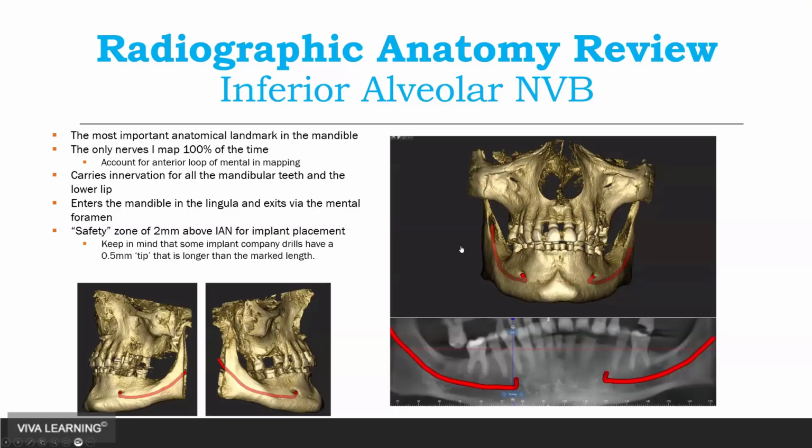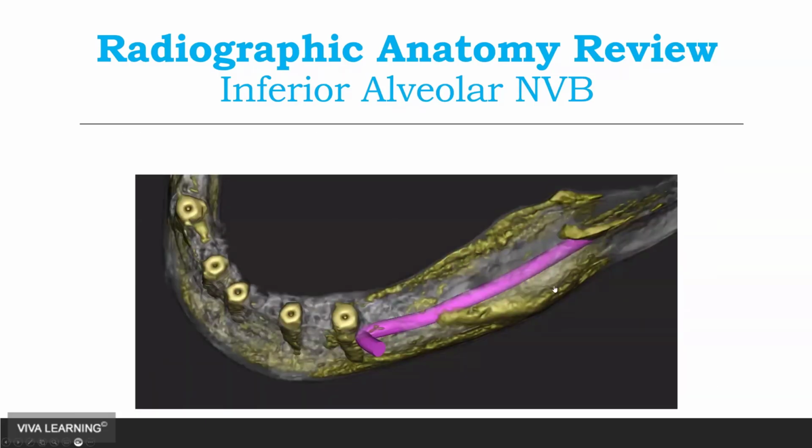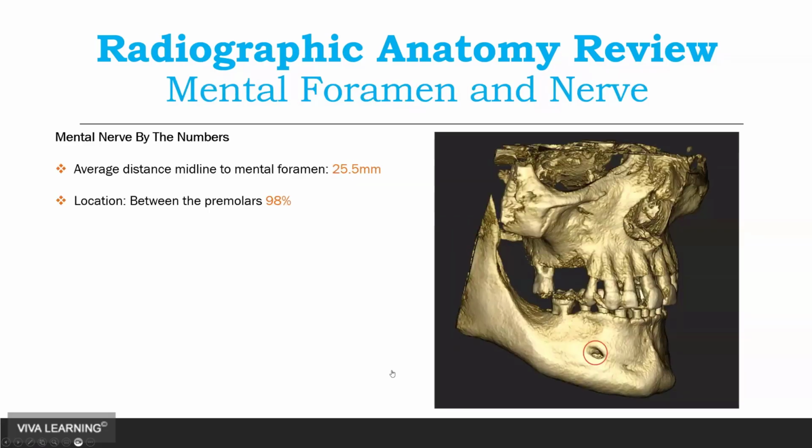All right, we've all heard of this nerve, the IA. It's a very important nerve to know. Safety zone is critical above and beyond this thing. We don't want to even get within a millimeter because we could be compressing on the nerve and cause pain or paresthesia. Okay, we want to be very, very careful where we place implants. And if you're doing a full arch surgery, you should be comfortable exposing the mental foramen so you can directly visualize it and avoid it. On average, it's about 25.5 millimeters from the midline to there, roughly between the premolars, 98% of the time.